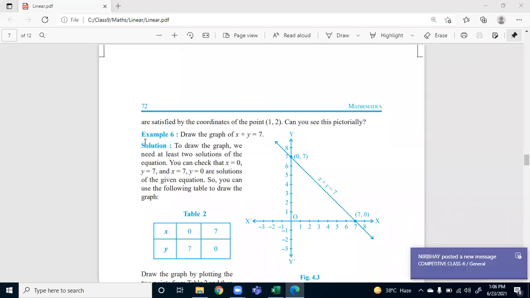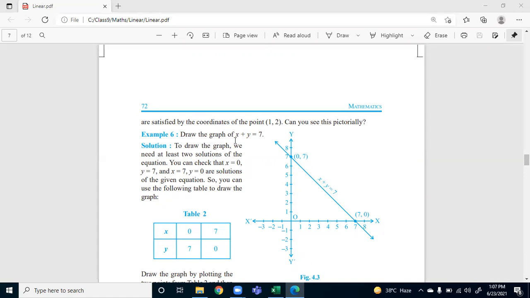So you can see example number 6, draw the graph of x plus y is equal to 7. For this question, we have to take various values of x and calculate the value of y. Let's say if I take x is equal to 0, then what should be the value of y? y comes out to be 7. When you put x is equal to 0, then y is equal to 7.